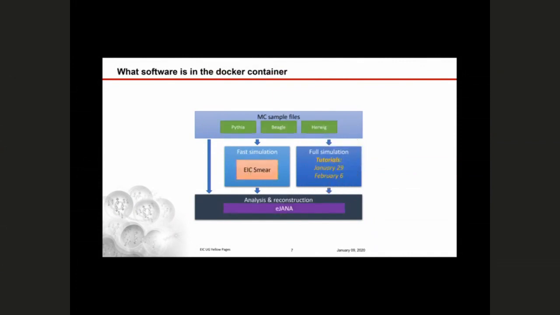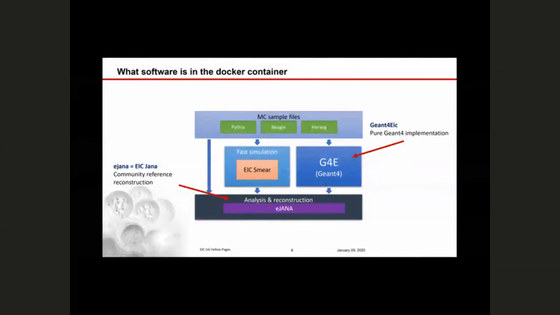So what is the software in this Docker container? For Monte Carlo, we will use some samples from PFA, Beagle, Herwig, actually, for this tutorial especially Herwig. For this full simulation, we are going to use G4 EIC, or G4e, which is a pure Geant implementation of two beamlines and a JLEIC-like detector as of this point. And shortly, there will be one example of how we can use our reconstruction framework, JANA, with this. So we'll come to this.